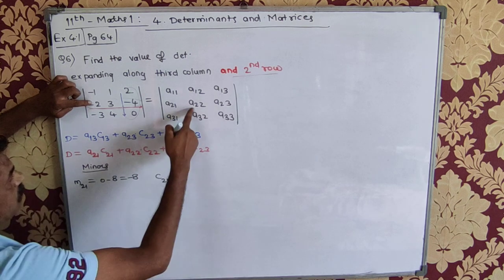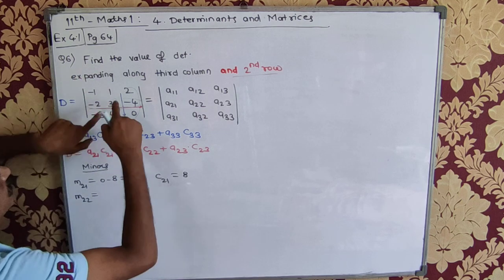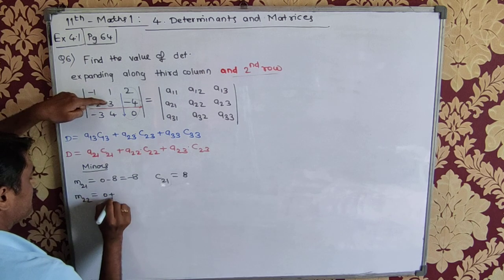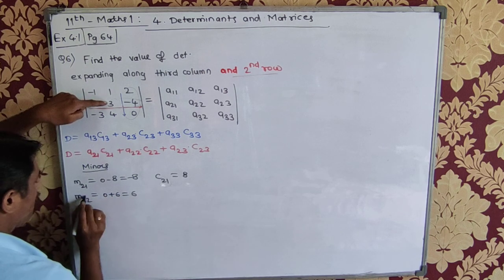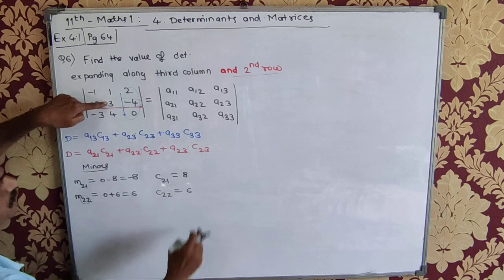Next, M22: 0 minus minus 6, that is 0 plus 6, which is 6. What will be the cofactor? It is 6.